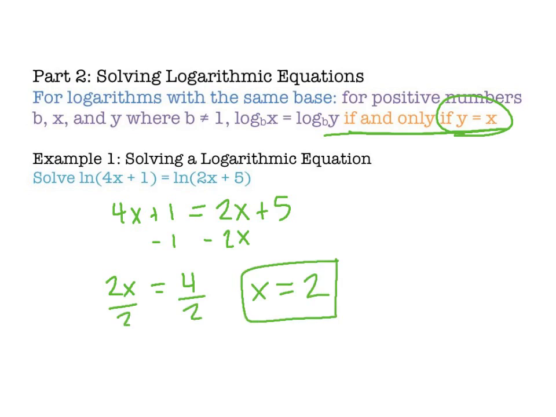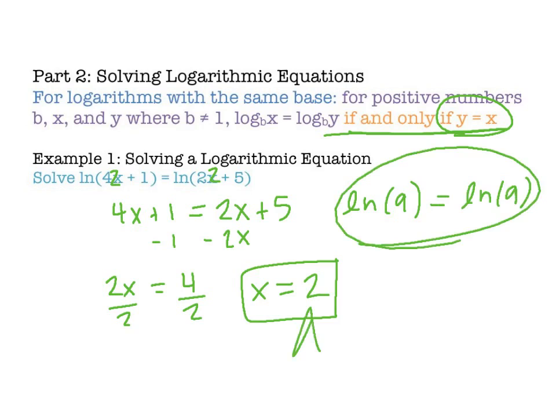If I want to go back and check this, I should put that 2 in where x is. So I have 4 times 2 plus 1, that would be natural log of 9, is equal to 2 times 2 is 4 plus 5, natural log of 9. So this works as our solution for this first example.